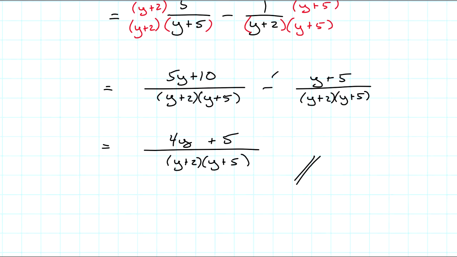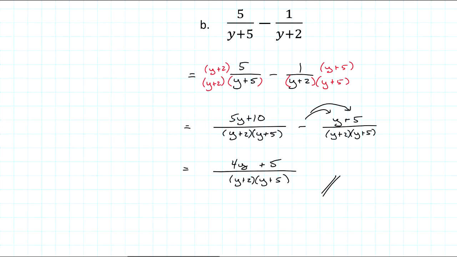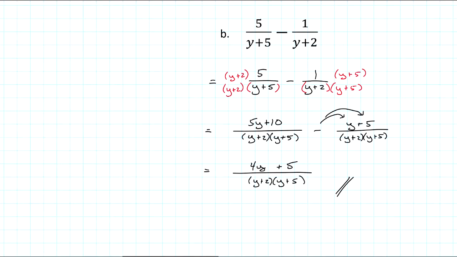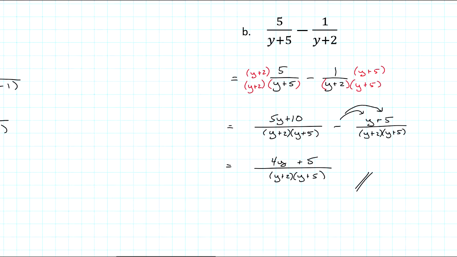I really want to point out that the negative distributes to both the y and the plus 5. We're subtracting both of those, not just the y. This is the most common mistake with these problems, so make sure you're remembering to distribute that negative as you combine your like terms.